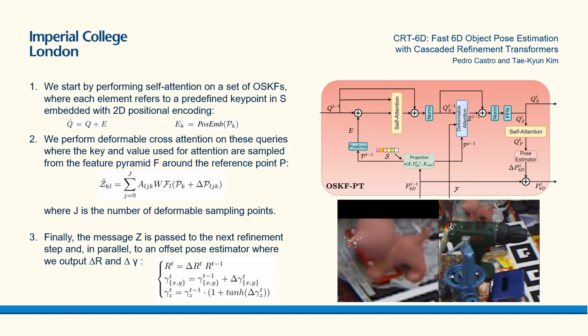In order to output the offset pose, we then perform another self-attention step on the OSKFs, followed by a pooling operation and an output MLP. If this is not the last refinement step, we propagate the current OSKFs for the next iteration and update the current pose. We show on the bottom right 2 examples of the positions sampled by the deformable attention, the white dots, around the reference position, the red dots. Seeing as our method is fully differentiable, we optimize directly for pose error.